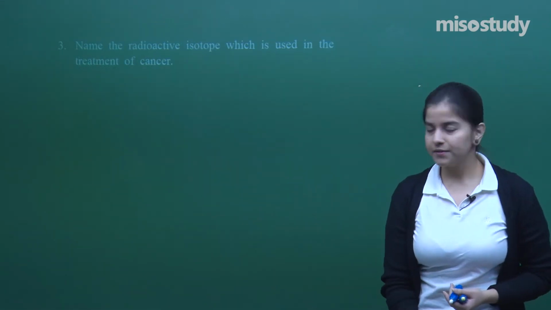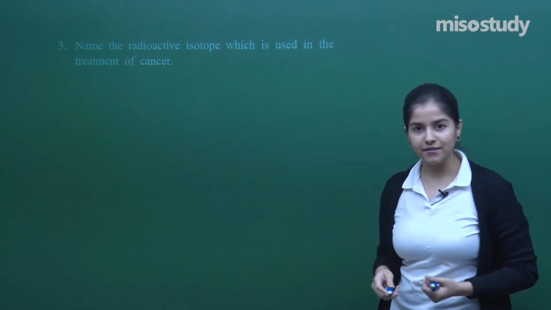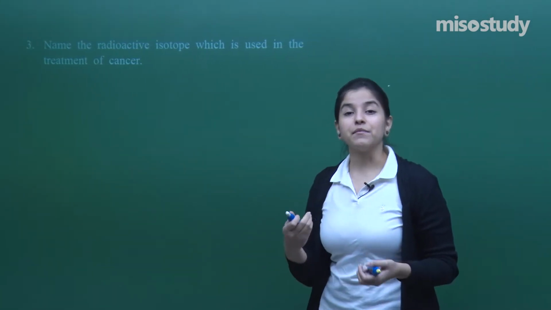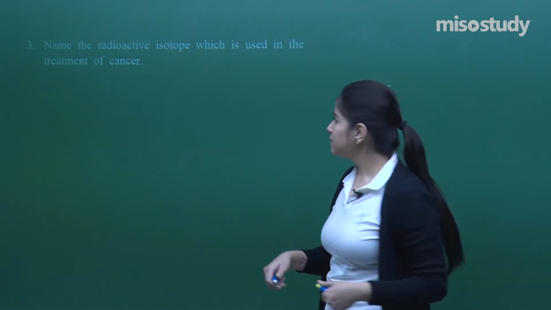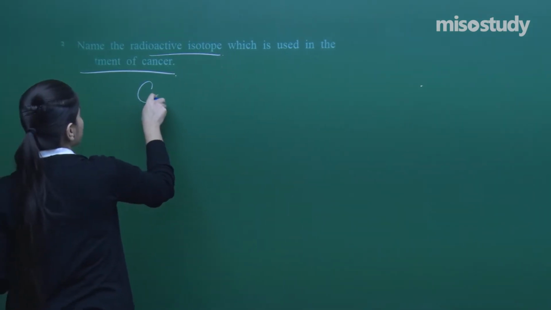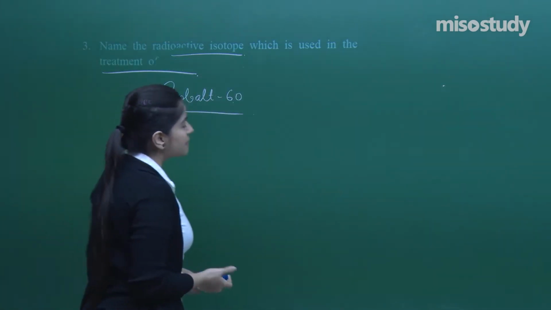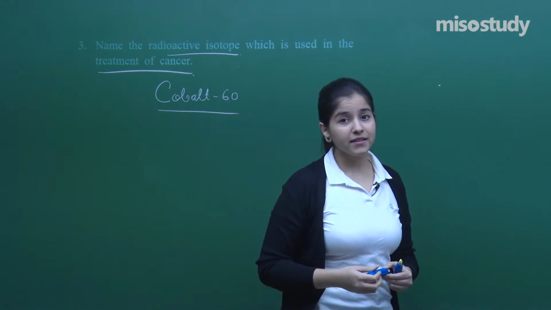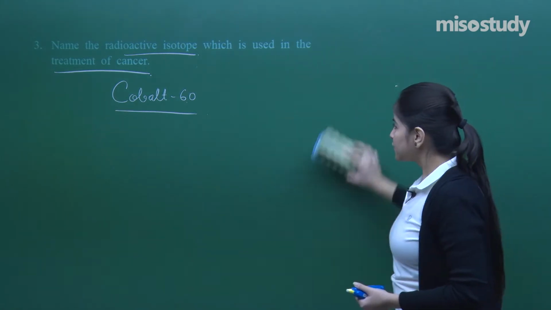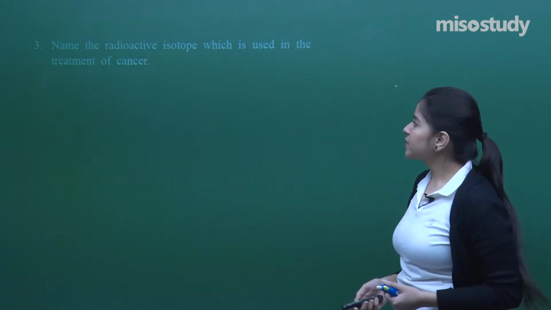Now, question number 3: name the radioactive isotope which is used in the treatment of cancer. Again, what are radioactive isotopes? They emit some rays: alpha, beta, gamma. The specific isotope which is used in the treatment of cancer is cobalt-60. I had told you about this as well. Cobalt-60 is a radioactive isotope which emits gamma rays and is used to treat cancer. That was a pretty easy question. We have already done this. Now question number 4.